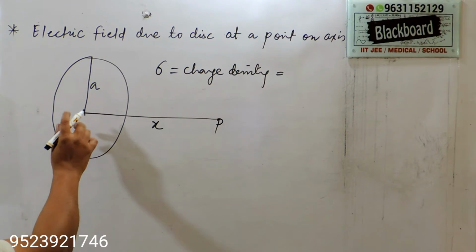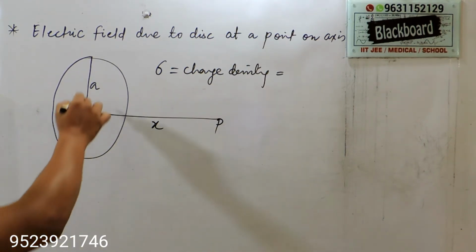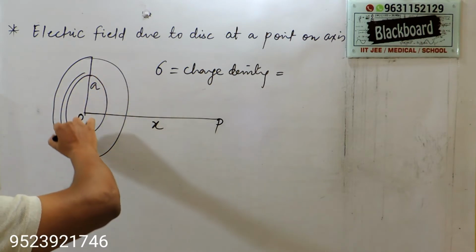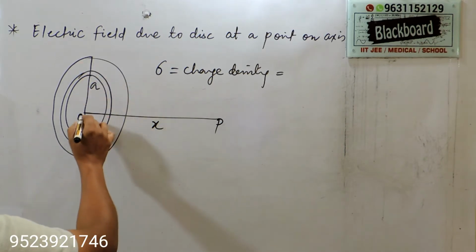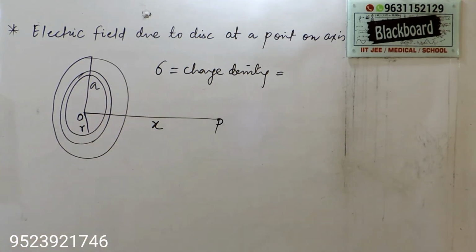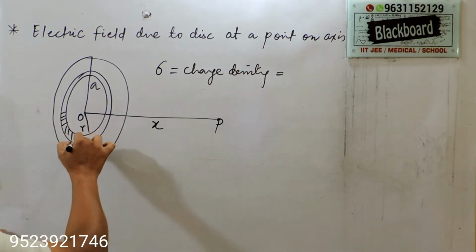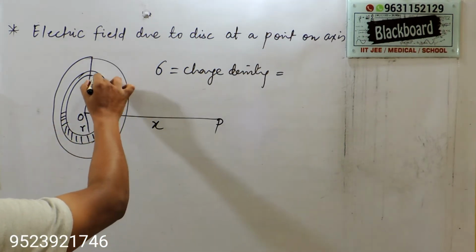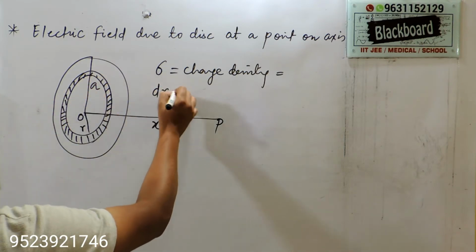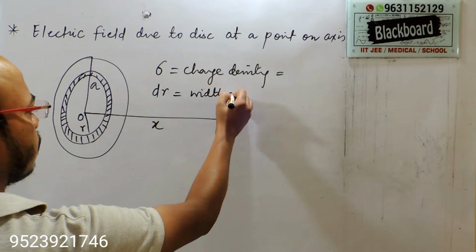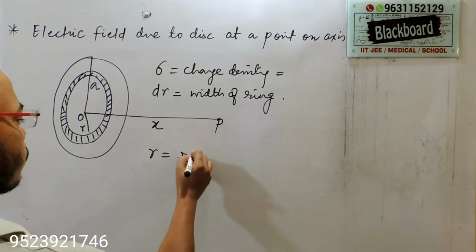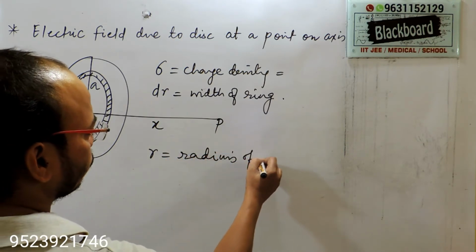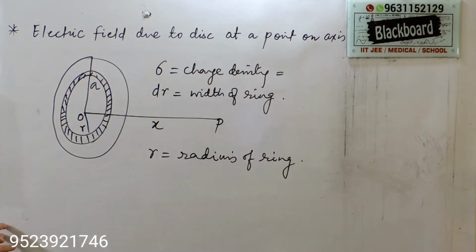At the point on the axis of a disk, at distance x from the center, let this center be O. Here let us assume a ring in between the disk. This is the ring, and let the radius of the ring be r. This is the radius of the ring, and the width of this ring is dr. Small r is the radius of the ring, and a is the radius of the disk.